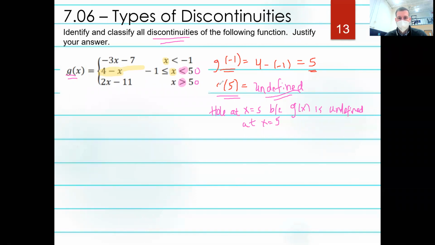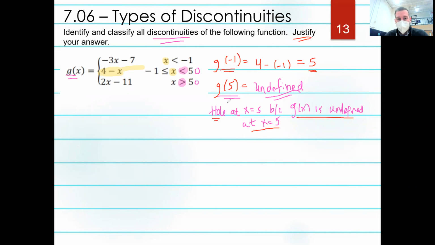How we do this. Okay, so we know that since g of 5 was undefined, there is a hole. So I've stated where it is, what it is, and why I know that. Okay, so I've done all 3 pieces there. I've identified where, classified what, and justified how I know that. So think of those as 3 distinct actions that need to happen in this problem.